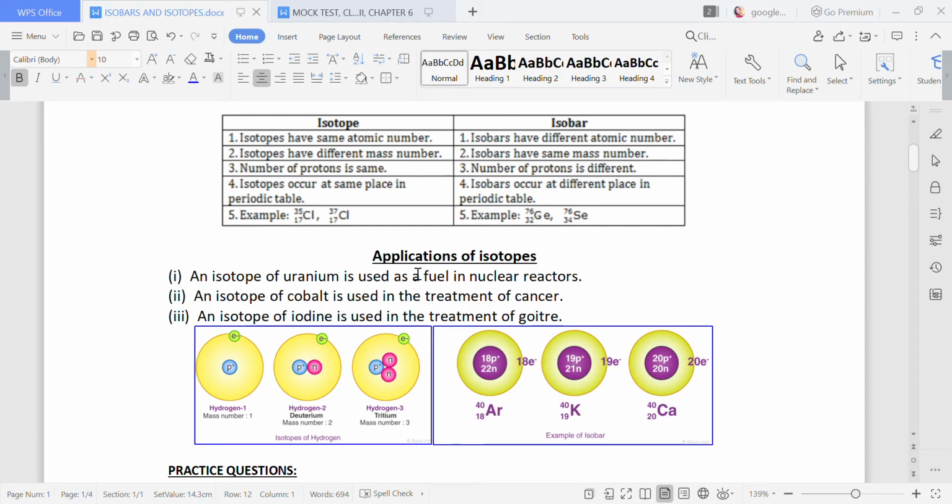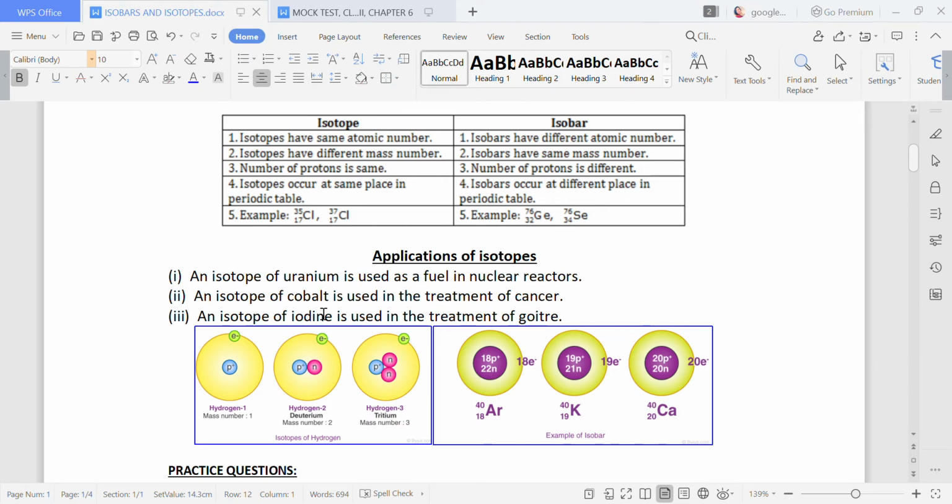Next, children, applications of isotopes. Children, there are three applications which have been mentioned in your NCERT also. The first is that an isotope of uranium is used as fuel in nuclear reactors. Lots of nuclear reactors are present all over the world, in every country, and every country is trying to improve their nuclear weapons. So nuclear weapons and nuclear reactors require a fuel which is an isotope of uranium.